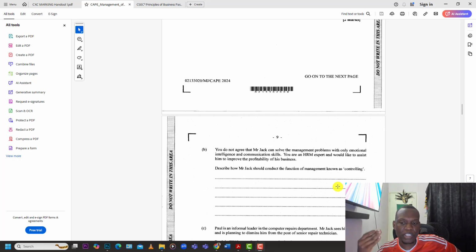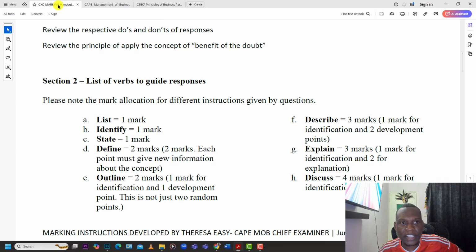So we're asked to describe one thing in particular, the function of management, which is controlling. So you get the 3 marks for that one, because they're asking for 1, whereas over in the POB question, they were asking for 2. And so you see the difference right there. All right, so that's describe.